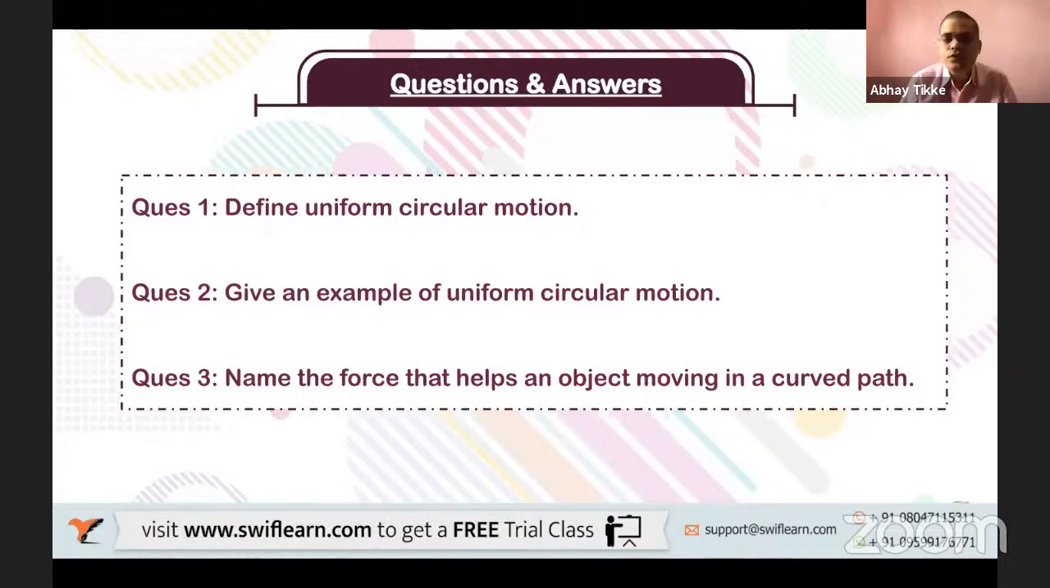Now here are a few questions for you. First question is define uniform circular motion. Anybody would like to tell on the chat? Uniform circular motion. Tell me, children. I gave you an example, a fan rotates at a constant speed. I also gave you a hint. Come on, what does uniform circular motion mean? Who will tell? Quickly, our session is about to end. Uniform circular motion. Anybody?